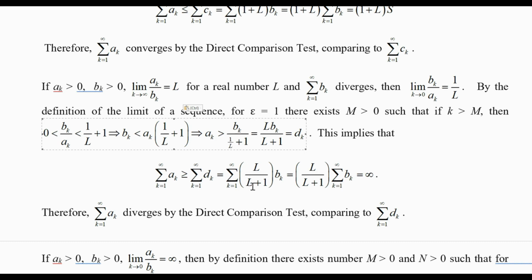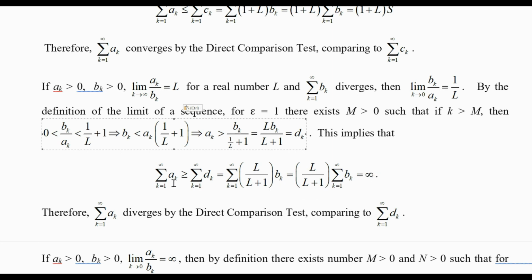But d sub k is L over L plus 1 times b sub k. Just factor the b sub k out of here. Well, the L over L plus 1 is a constant. Bring it out front here, which is a distributive property. And that sum goes to infinity. Infinity times this constant is still infinity.